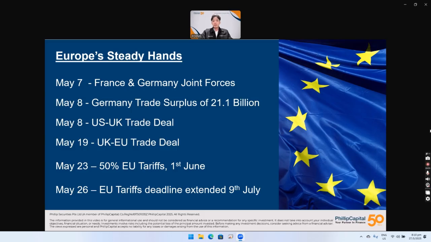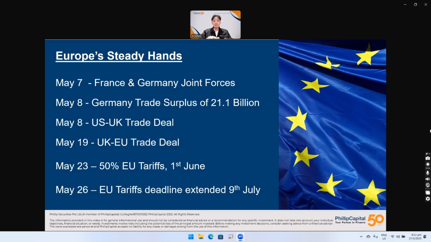This is in concern of the US-Ukraine war, and that they are so near to this border, therefore they need these joint forces. What this news actually meant is that the defense industry is gaining a lot of investment and popularity, because they see that there will be a need for more arms to be coming out. And then on May 8th, Germany had a trade surplus of 21.1 billion.